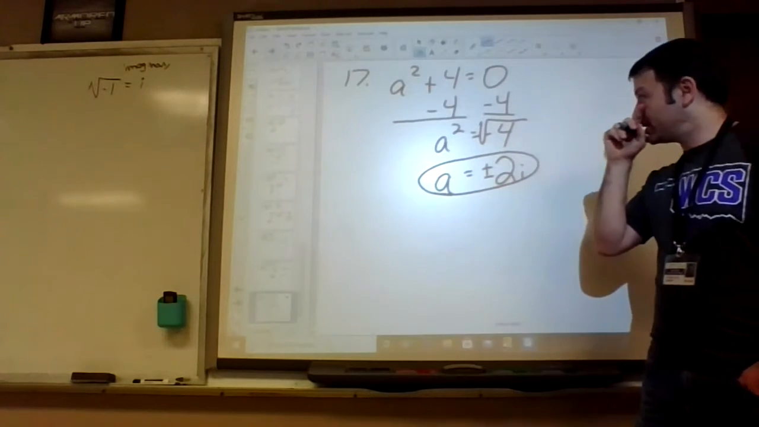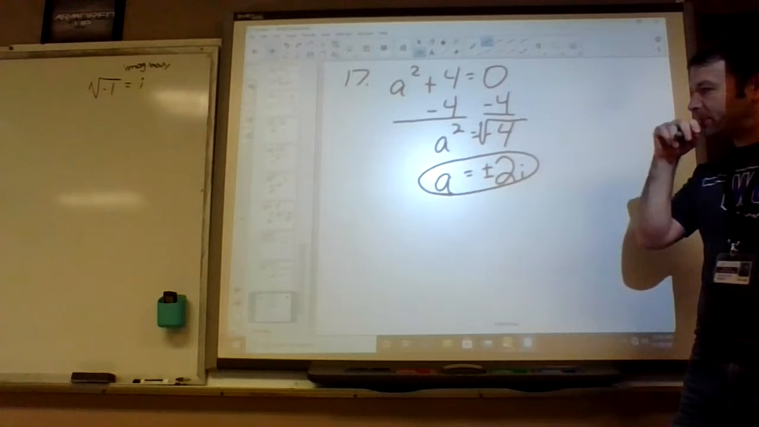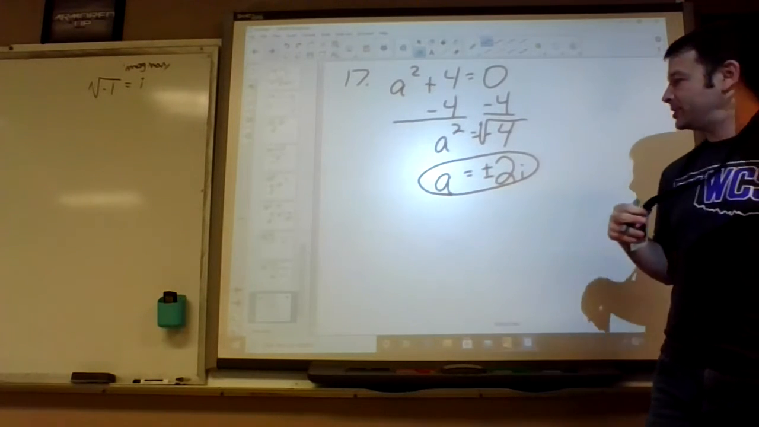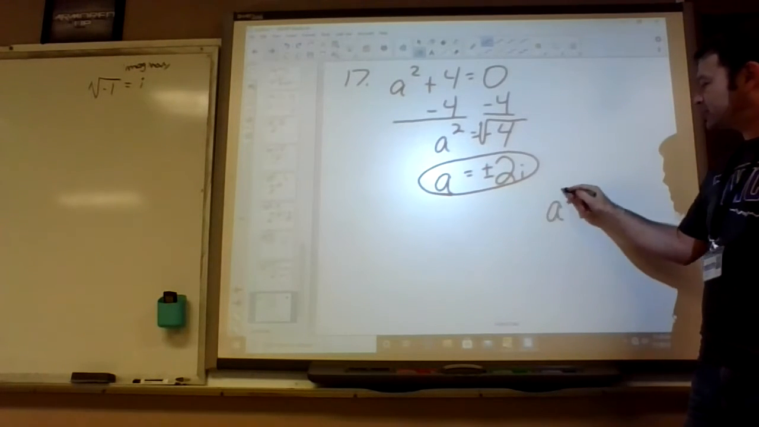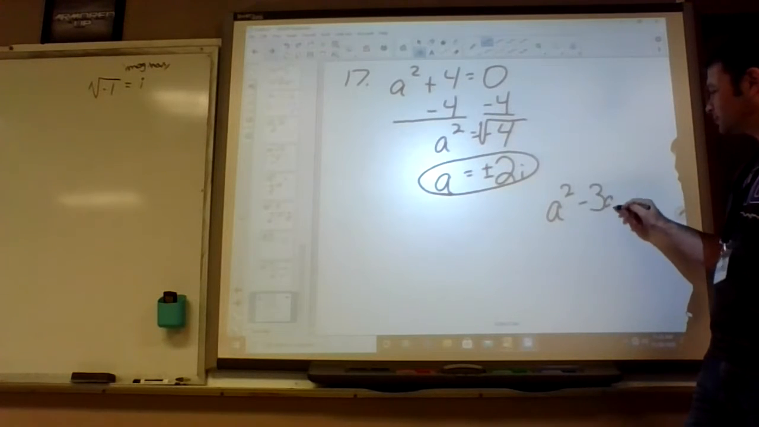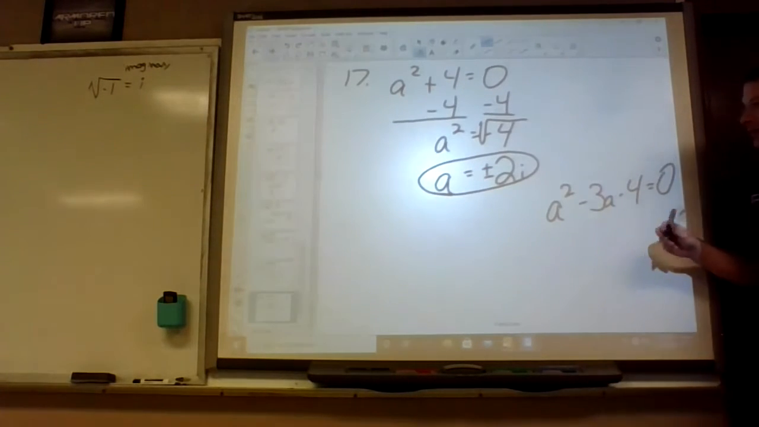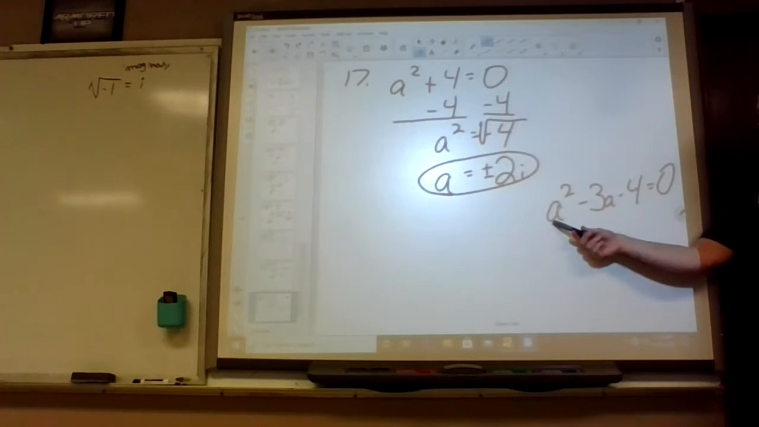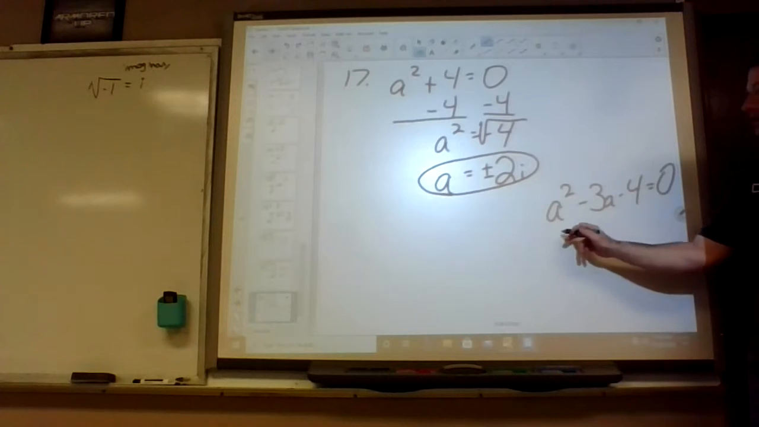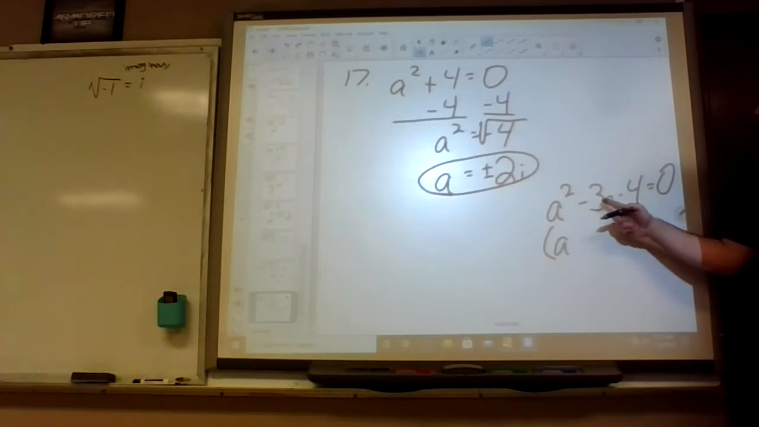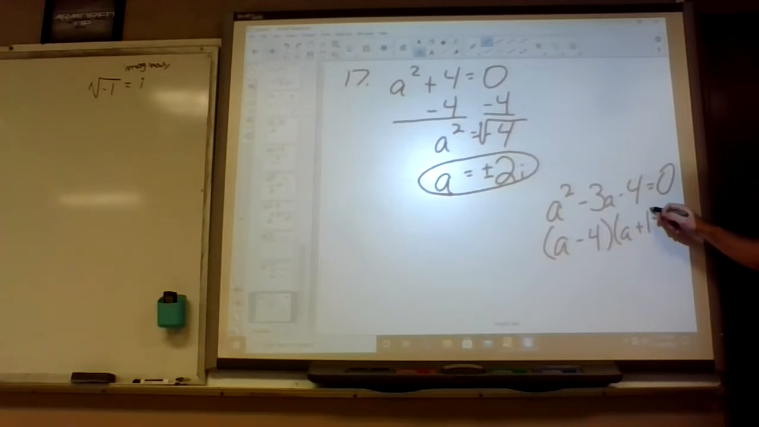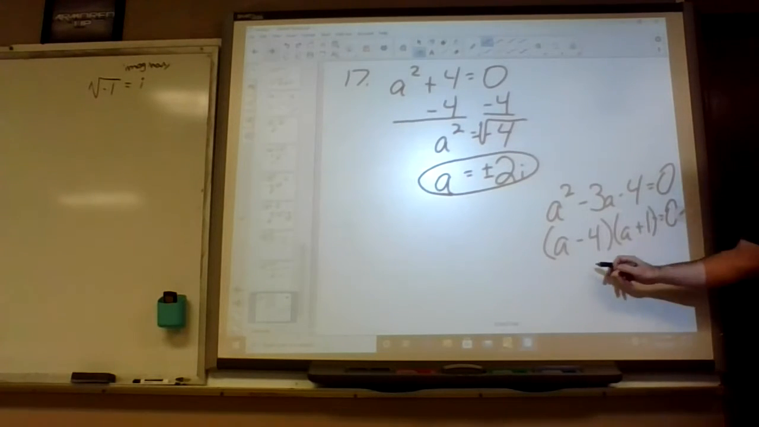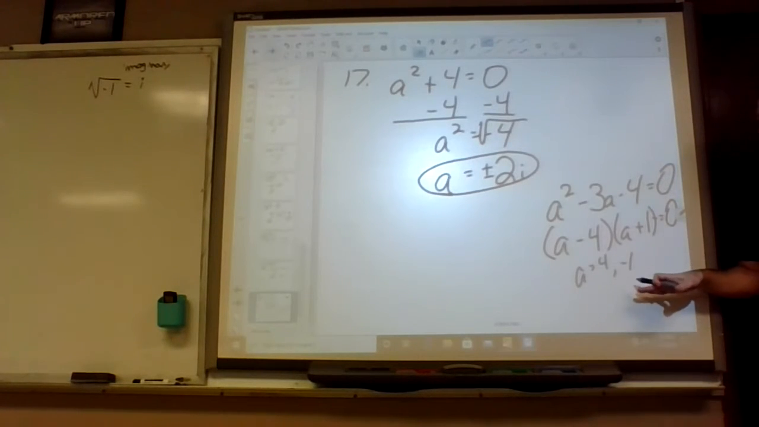Okay, I should probably stop and make a note here. On that assignment we just graded, we did problems that look like this. And we didn't get a squared by itself and then square root both sides. What we did was we factored, like what goes into negative 4 that adds up to negative 3. We factored like that. So this is the last assignment we did. And we got a is 4, negative 1. That's what we just graded.